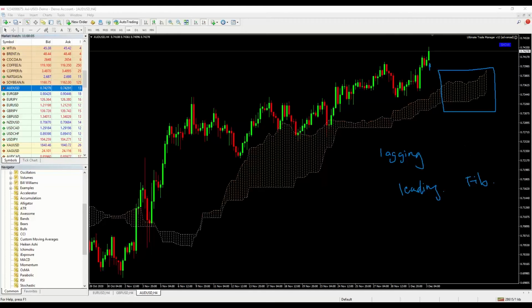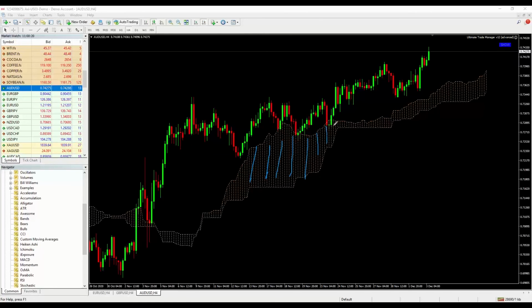But yeah, I don't want to confuse you guys too much. Narvin is a little bit confused about the thickness of the cloud. Don't worry about the thickness of the cloud. All you need to know is that you just treat the cloud as support or resistance. If it's below price, it's support. If it's above price, it is resistance.